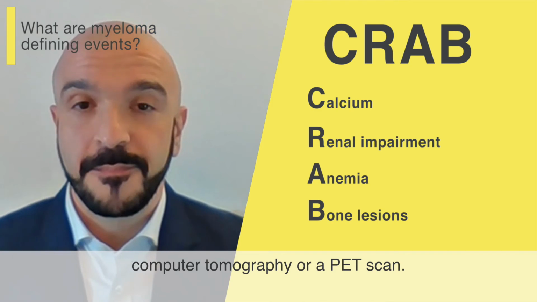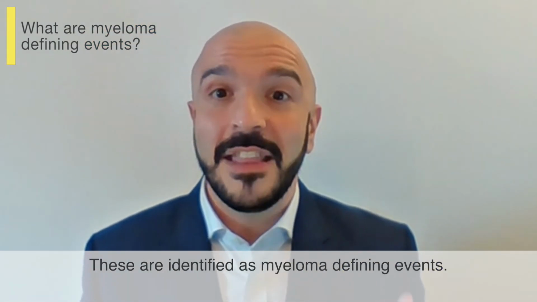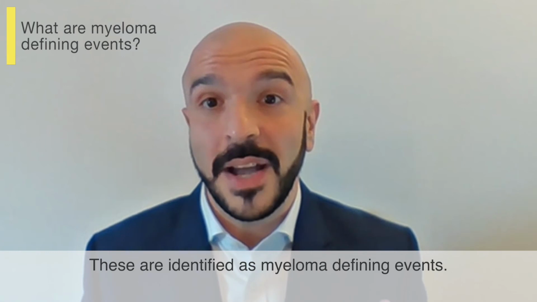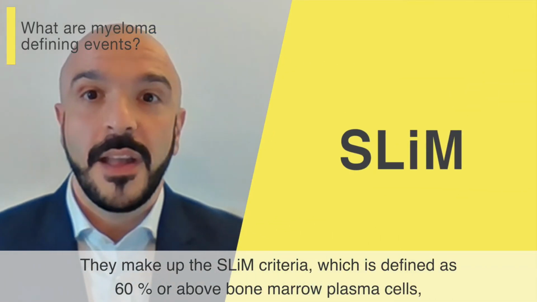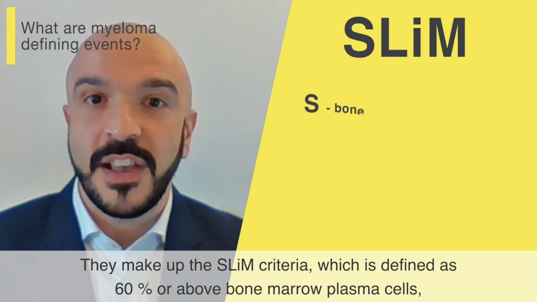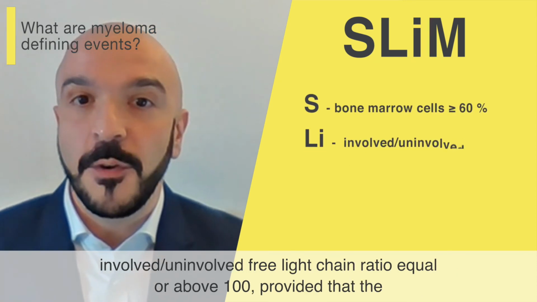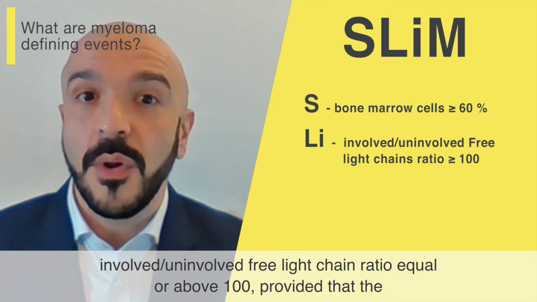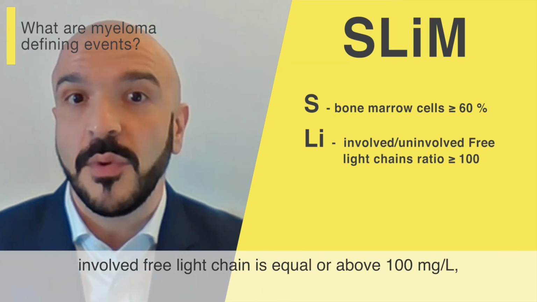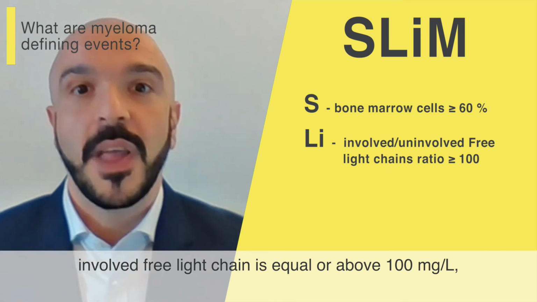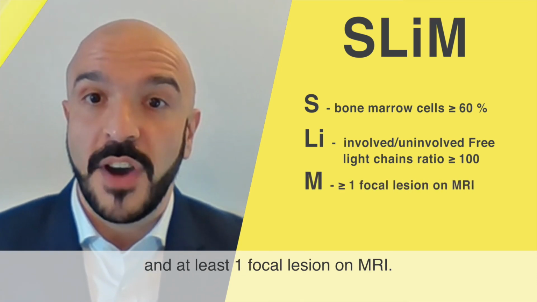In addition to end organ damage, there are also 3 biomarkers of malignancy, and these are identified as myeloma-defining events. These make up the SLIM criteria, that is defined as 60% or above bone marrow plasma cells, involved/uninvolved free light chain ratio equal or above 100, providing that the involved free light chain is equal or above 100 milligrams per liter, and at least one focal lesion on MRI.